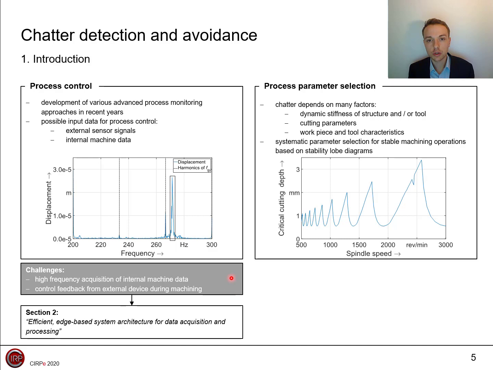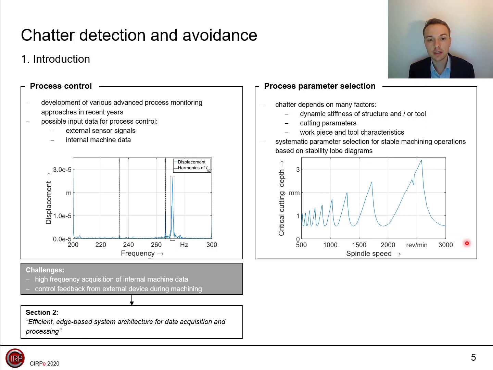The second approach to prevent chatter vibrations is a systematic process parameter selection based on stability lobe diagrams. An exemplary stability lobe diagram is shown in the right figure. The critical cutting depth indicates up to which cutting depth the cutting process is assumed to be stable. To obtain such a diagram, various input variables must be determined. It is particularly important to know the dynamic behavior of the workpiece and the machine tool.